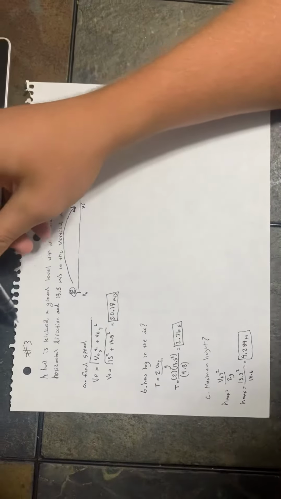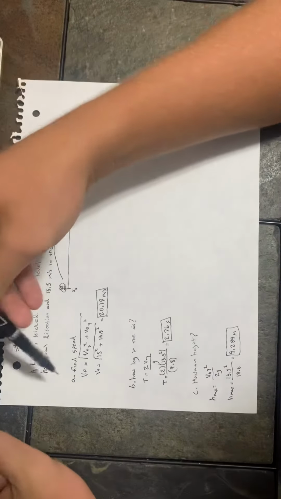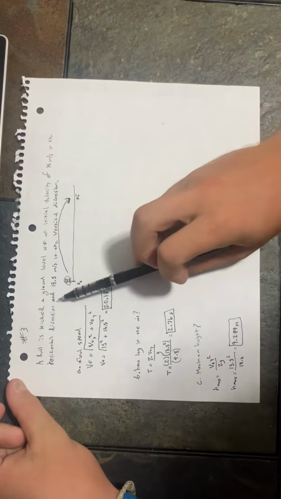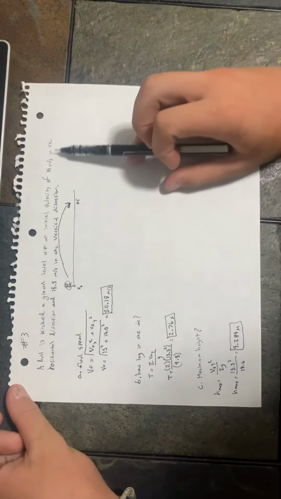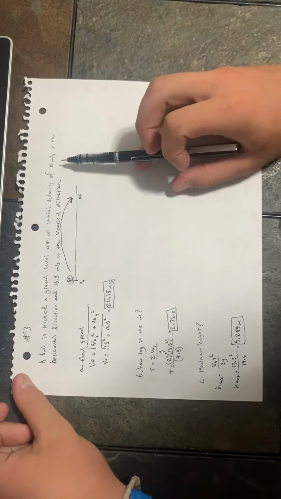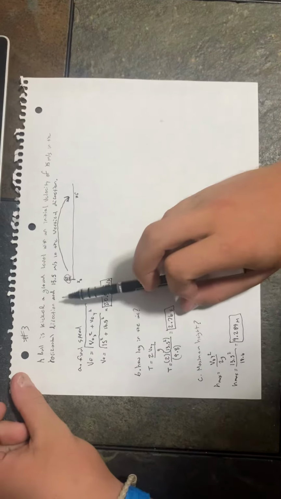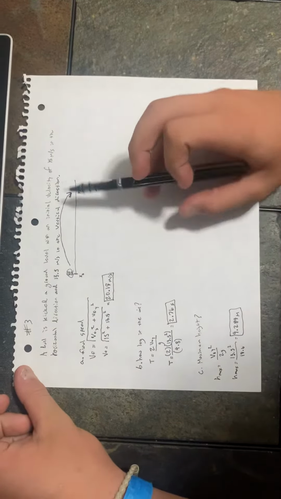This is my explainer video for question number 3 on our expert TA homework. So basically it starts out, it says a ball is kicked at ground level with an initial velocity of 15 meters per second in the horizontal direction and 13.5 meters per second in the vertical direction.